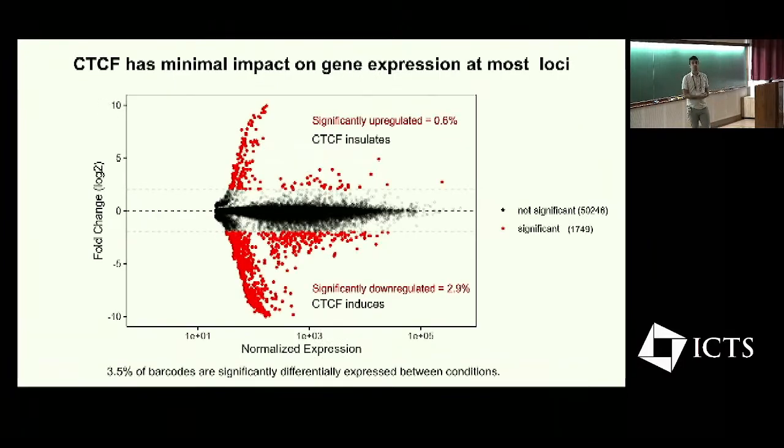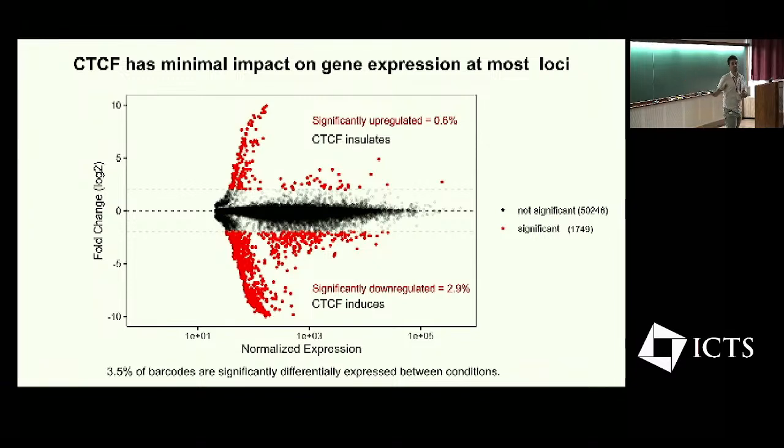So we expanded these pools. We have now just finished getting data for more than 50,000 different integrations throughout the genome. We're still in the process of analyzing what drives some cases to be sensitive to the presence of CTCF and some cases not. You can still see how, interestingly, most of the time, like 97% of the times, we don't see a statistically significant effect of the presence or absence of CTCF. But in other cases, we see stronger impacts. So for example, over here, we see 0.6% of cases where CTCF insulates and 2.9% where CTCF seems to induce.